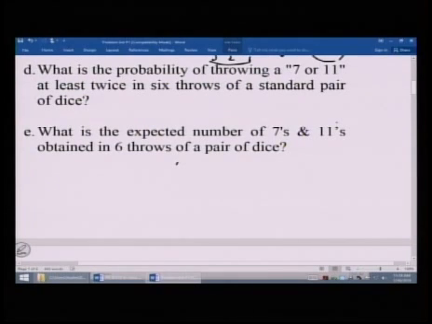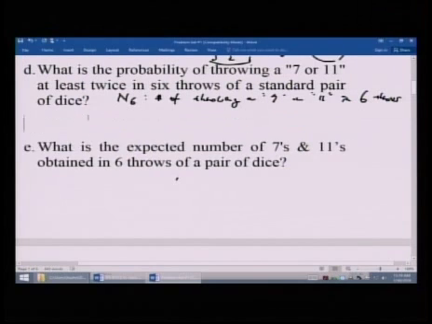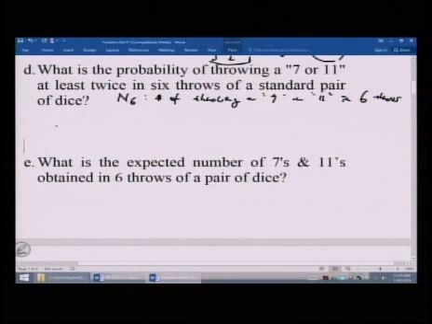So if we define, let's say, N sub 6, the number of times of throwing a 7 or 11 in 6 throws of a standard pair of dice, then this N sub 6 follows a binomial distribution, right? With parameter n, the total number of trials, which is 6. What about p then? What is p?